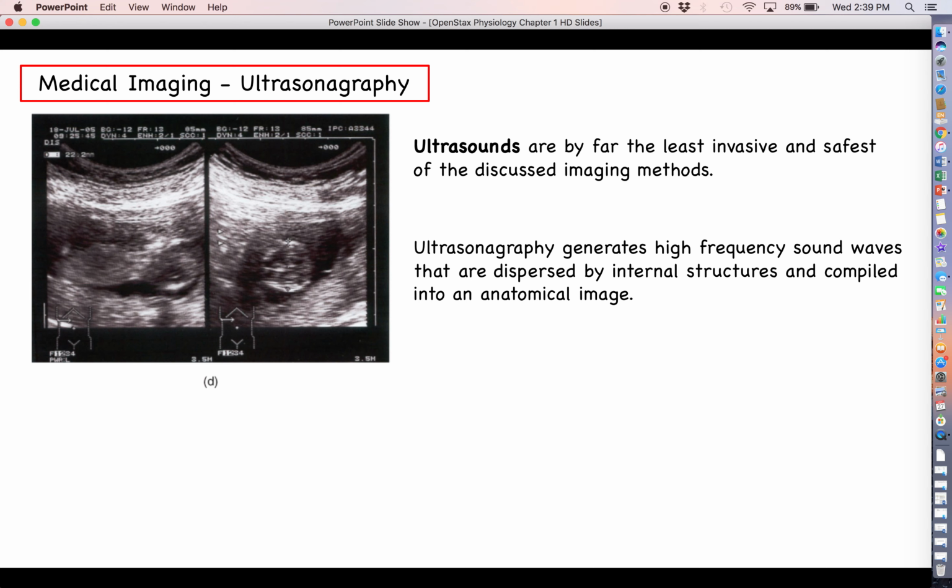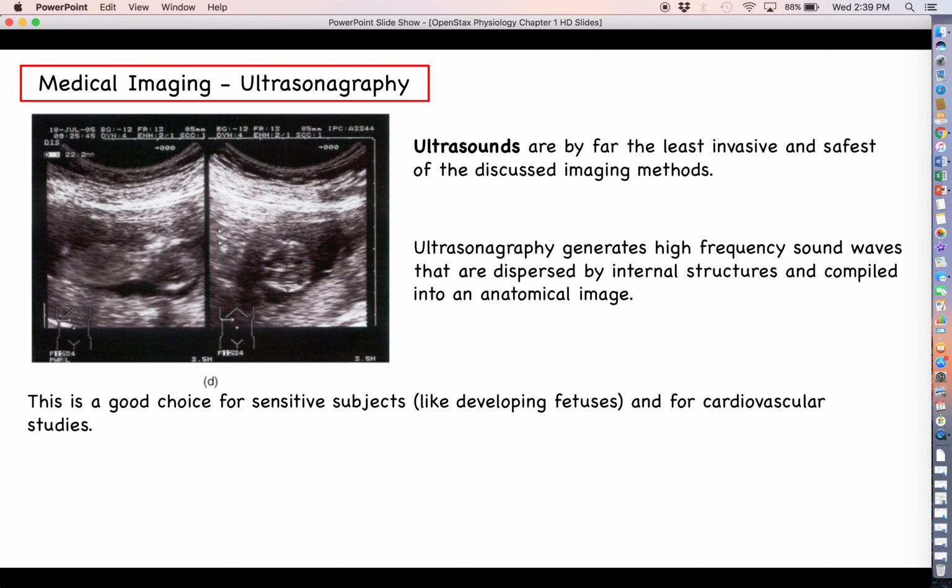We are dispersing sound deep into the tissue, and then based on the way that the sound waves are dispersed by some of the internal organs and tissues, we can generate an image that way. So this is going to be a very good choice, due to the safe nature of it, for very sensitive subjects like developing fetuses. When a pregnant mother goes in for a checkup, oftentimes they will do an ultrasound to take a look at the baby.